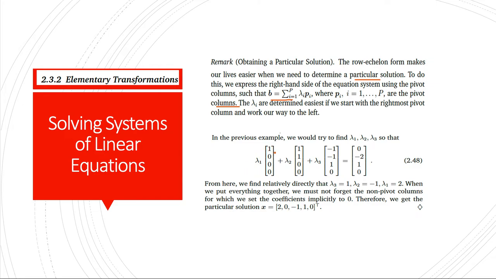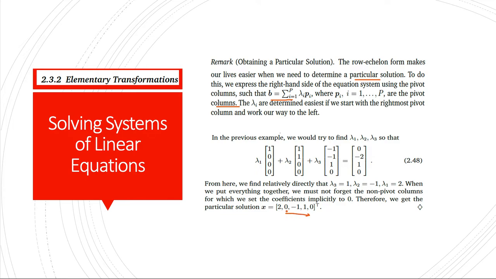In the previous example, we would try to find lambda 1, lambda 2, lambda 3 so that lambda 1 times this plus this gives us this one. From here, we find relatively directly that lambda 3 is equal to 1, lambda 2 is equal to minus 1, and lambda 1 is equal to 2. When we put this together, we must not forget the non-pivot columns, for which we set the coefficient explicitly to 0. Therefore, we get the particular solution x equal to here.